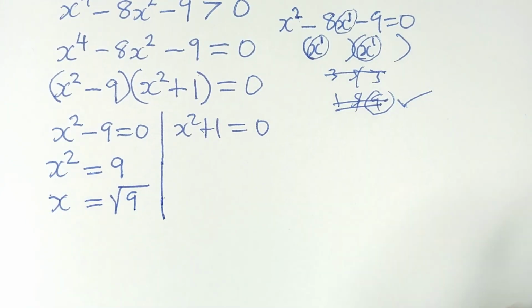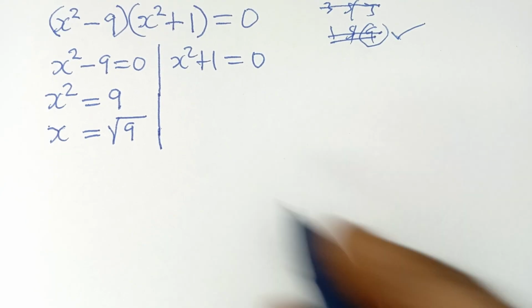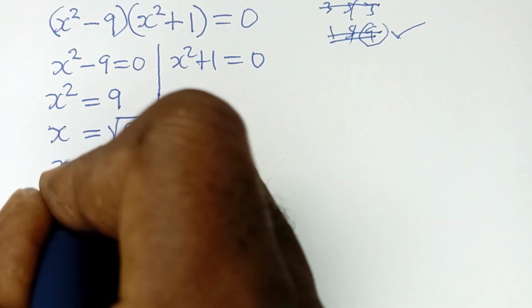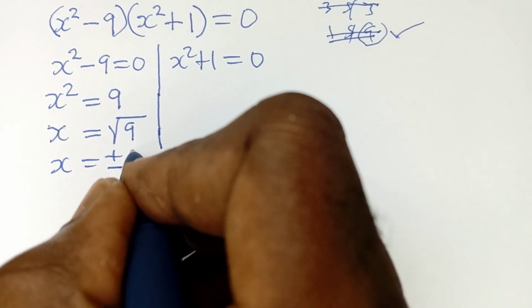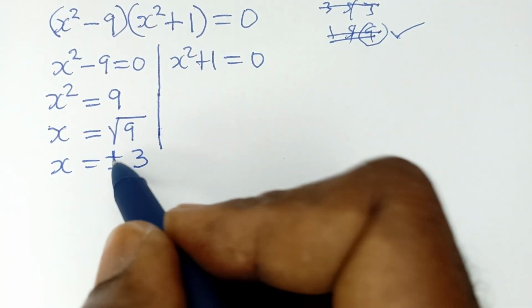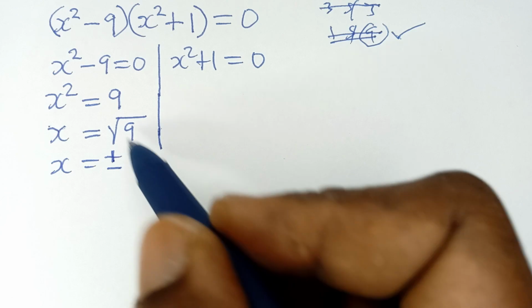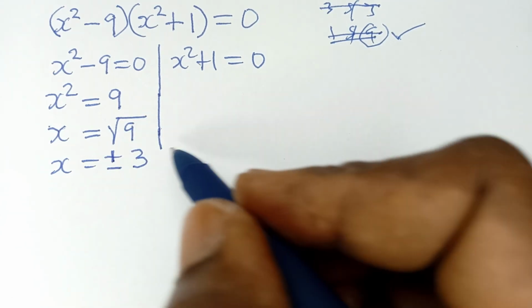And what is the square root of 9? The square root of 9 is positive 3. That is positive or negative 3. Don't forget, the square root of 9 can be either positive 3 or negative 3. The square root of a number is the positive value or the negative value.